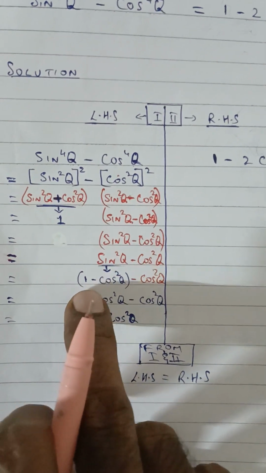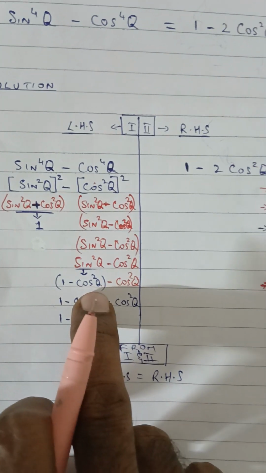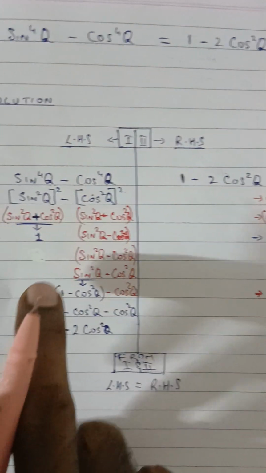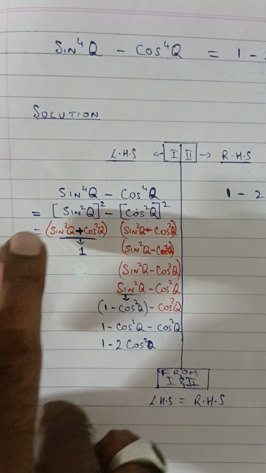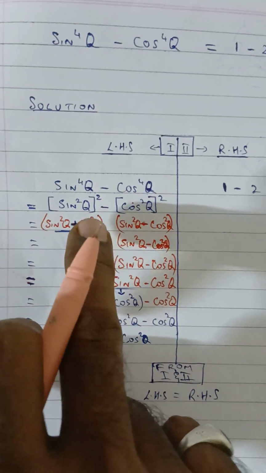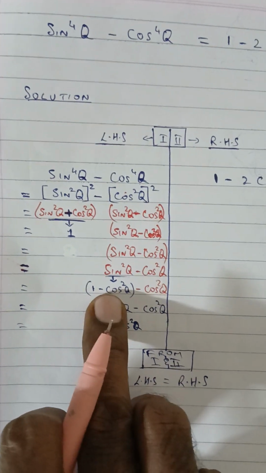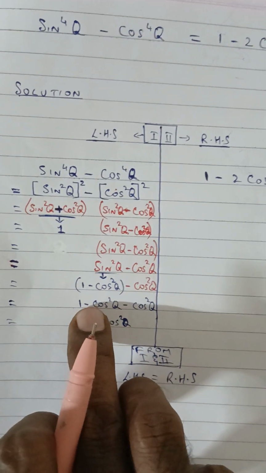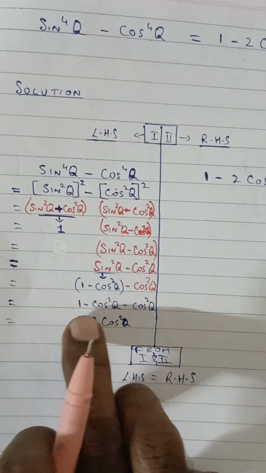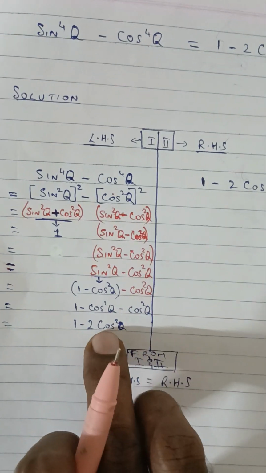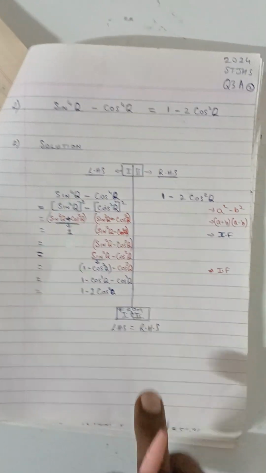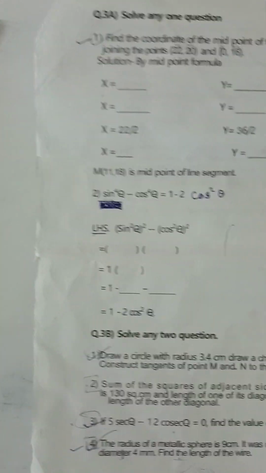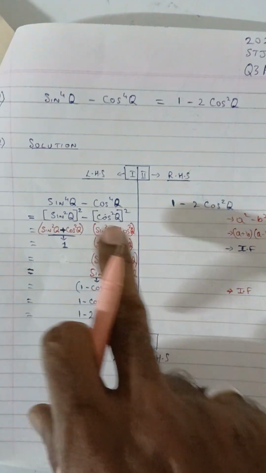Now sine square theta is also known as 1 minus cos square theta according to the identity formula, because the identity says sine square theta plus cos square theta is 1. So if I keep sine square theta on my left hand side, it will become 1 minus cos square theta. So when I open the bracket, I'll get 1 minus cos square theta minus cos square theta, that is 1 minus 2 cos square theta. From 1 into left hand side equals right hand side. The questions are given this way. We have to solve and try to understand how it comes.